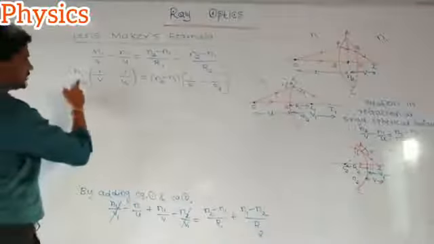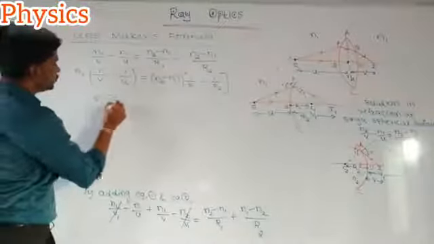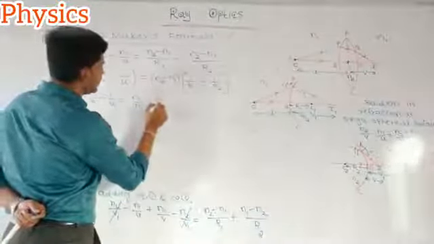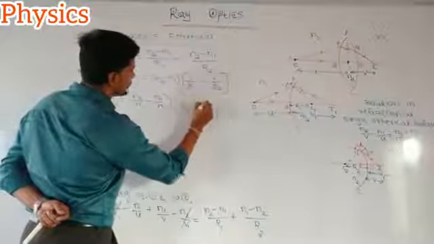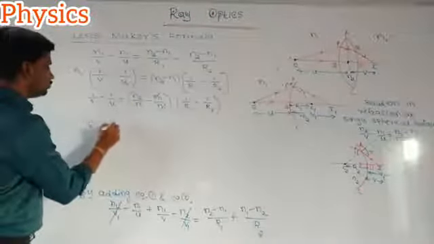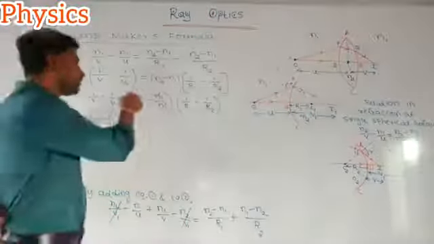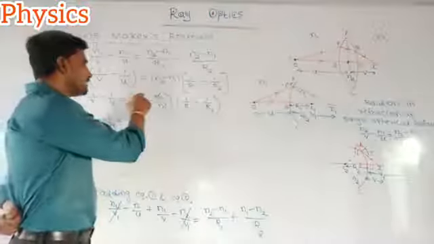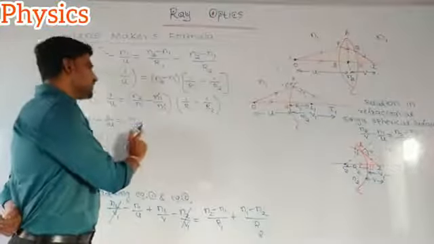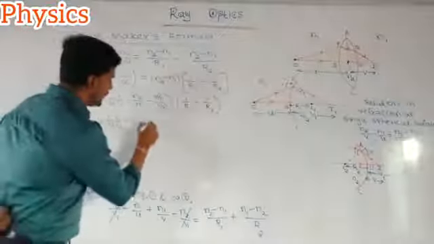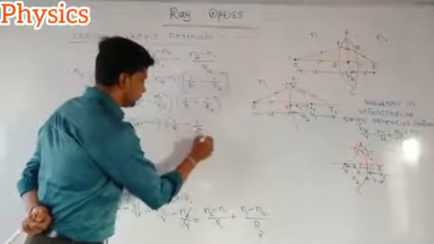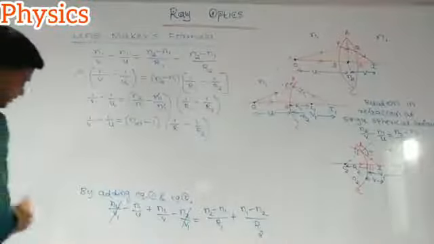Right, we take this n1 to the right hand side, then the remaining term is 1 by v minus 1 by u is equal to (n2 by n1 minus n1 by n1) into (1 by R1 minus 1 by R2). Here n1 cancels, then the remaining is 1 by v minus 1 by u is equal to n2 divided by n1. This means the refractive index of the second medium with respect to the first medium. So I can write n2 divided by n1 as n21. This one we already studied. The refractive index of the second medium with respect to the first medium, we can also write as n2 divided by n1. So I can write (n21 minus 1) into (1 by R1 minus 1 by R2). Okay. So next, see here.